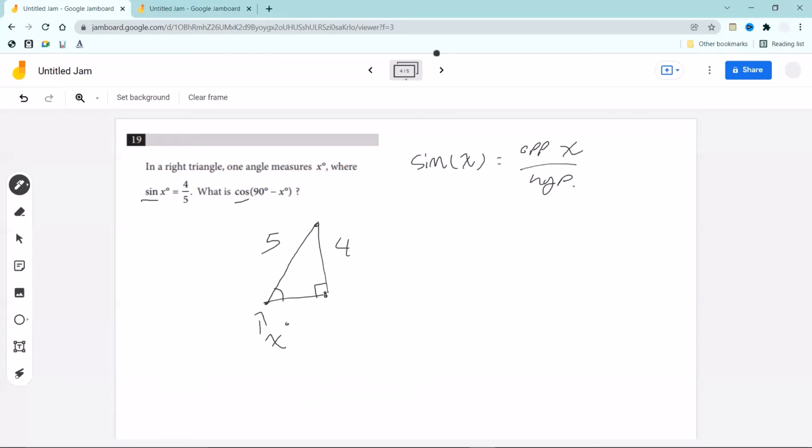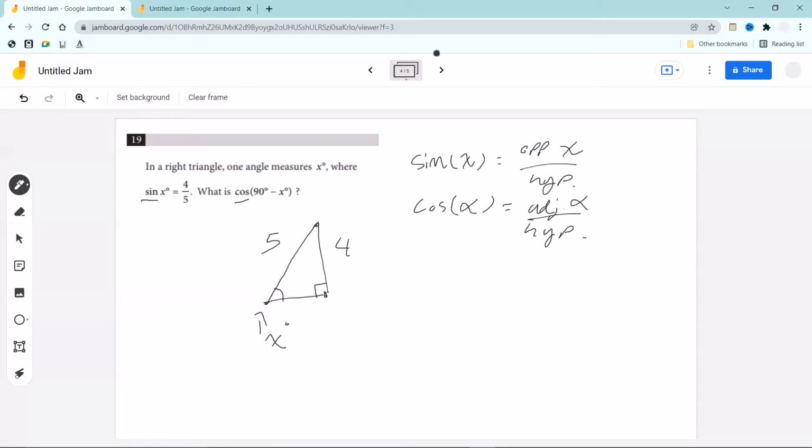And they're asking us, okay, what is the cosine of 90 minus x? Right, so what is the cosine? Let's remind ourselves that the cosine of some number, let's call it alpha, is equal to the side adjacent to alpha divided by the hypotenuse. So what is the cosine of 90 minus x? How do we find this?